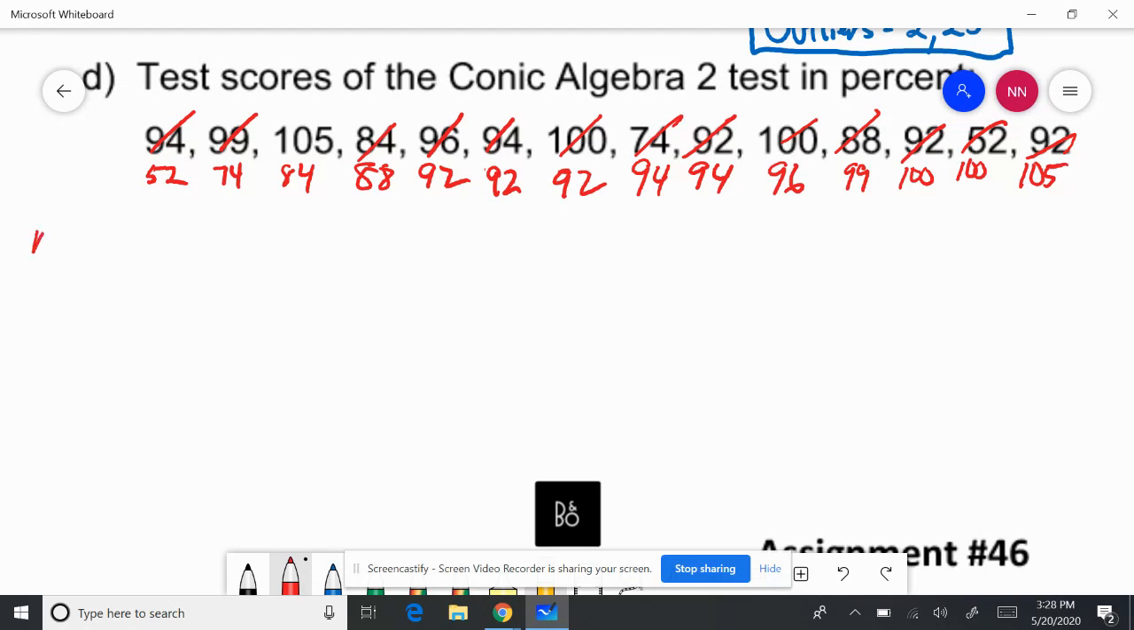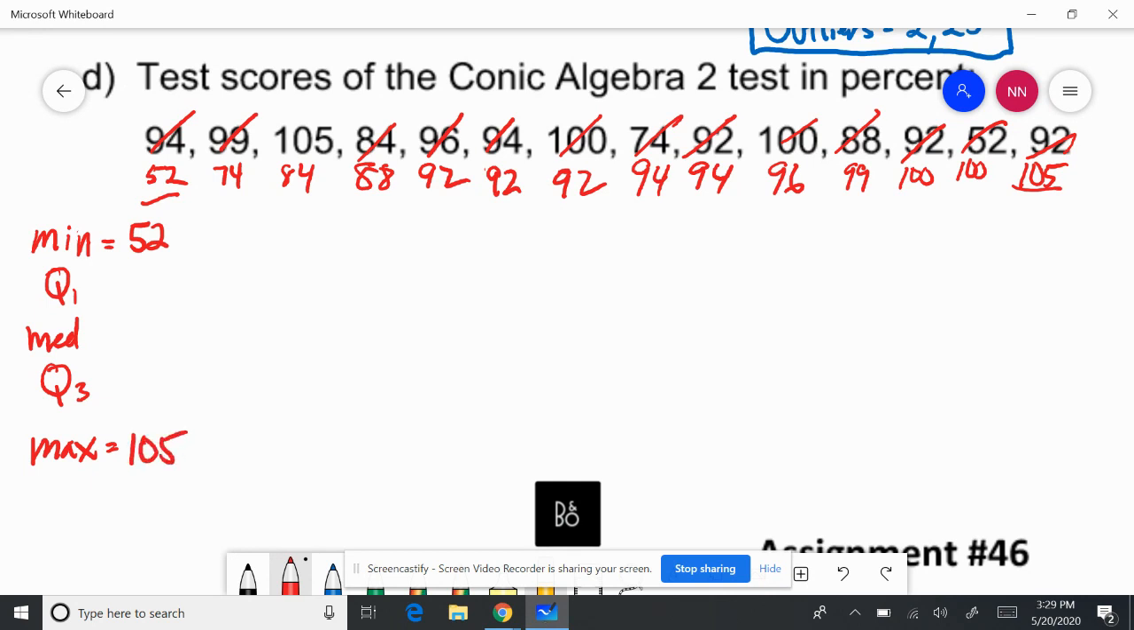So we're going to find our 5-number summary, our minimum, our Q1, our median, our Q3, and our maximum. Remember, the minimum and the maximum are really easy. So we have 52 and 105. That would be our lowest and our highest.